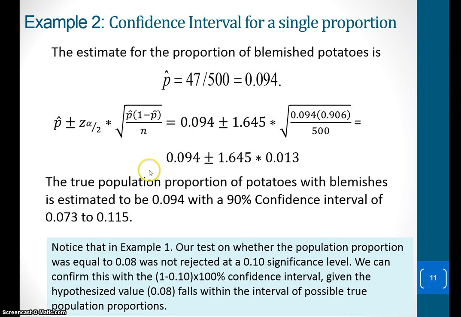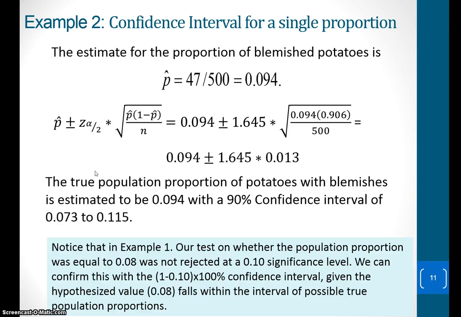Finally, I find that the true population proportion of potatoes with blemishes is estimated to be 0.094 with a 90% confidence interval of 0.073 to 0.115. Recall that we weren't able to reject our null hypothesis in the original hypothesis test. Here we can also conclude that with this particular confidence interval.